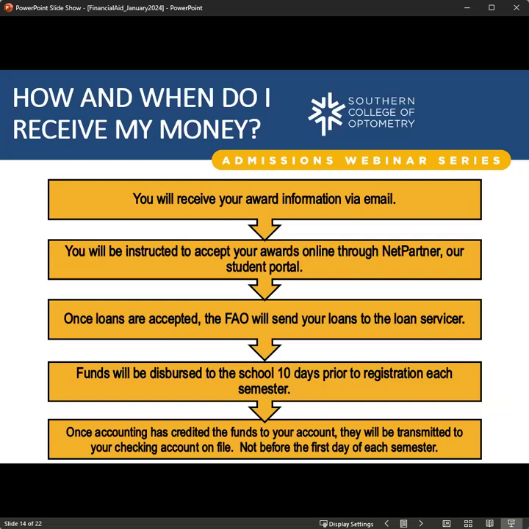And once, again, accounting receives your funds, they will take out what you owe the school, and then they will provide you the leftover funds in a refund that will be sent directly to your personal checking account. So you need to make sure that you have your personal checking account on file, and you can contact the accounting department and they will tell you how to do that. Next slide, please.